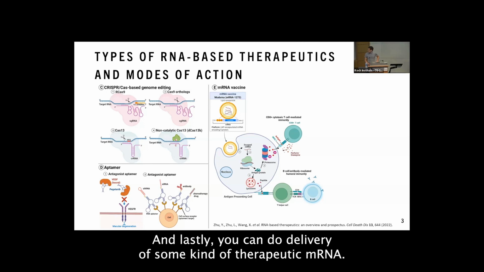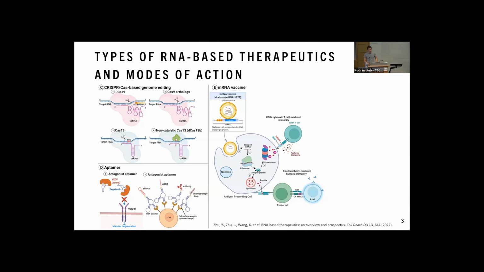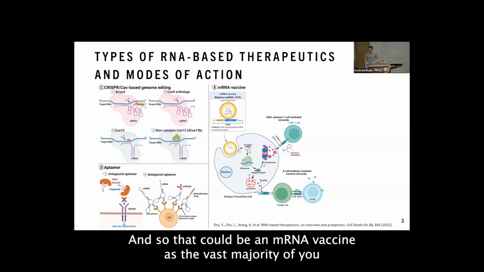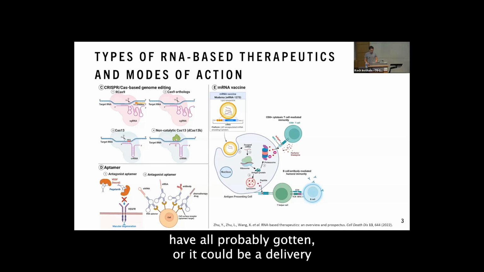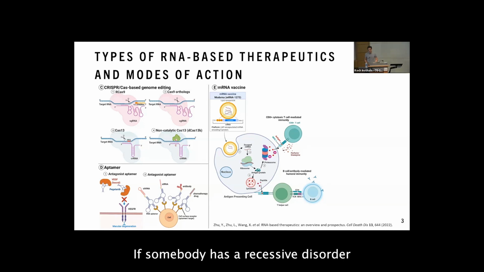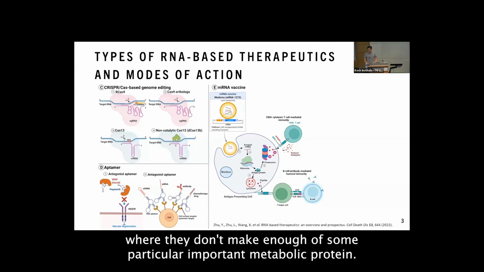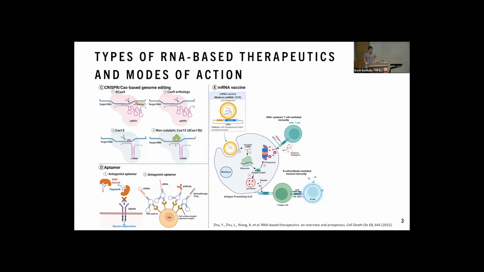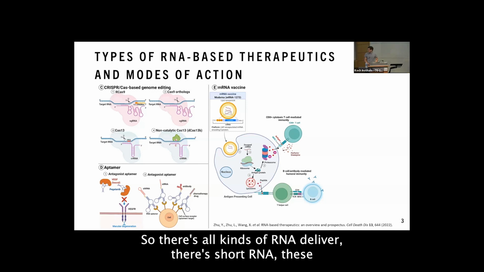And lastly, you can do delivery of some kind of therapeutic mRNA. That could be an mRNA vaccine, as the vast majority of you have all probably gotten. Or it could be delivery of some kind of therapeutic mRNA, like protein replacement therapy, if somebody has, say, a recessive disorder where they don't make enough of some particular important metabolic protein. So there's all kinds of RNA that you want to deliver.